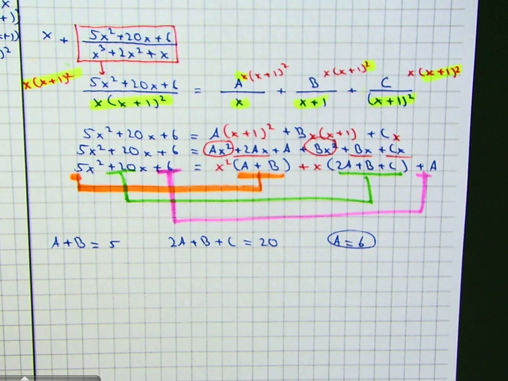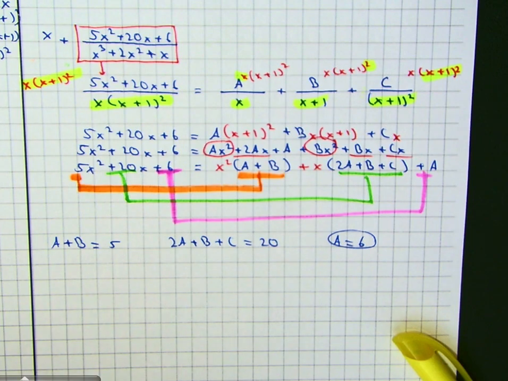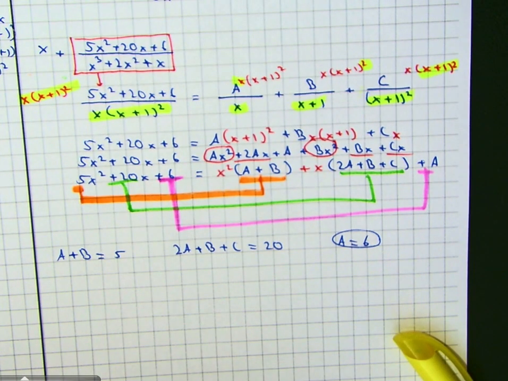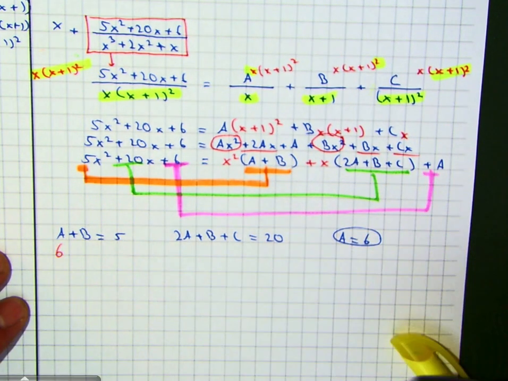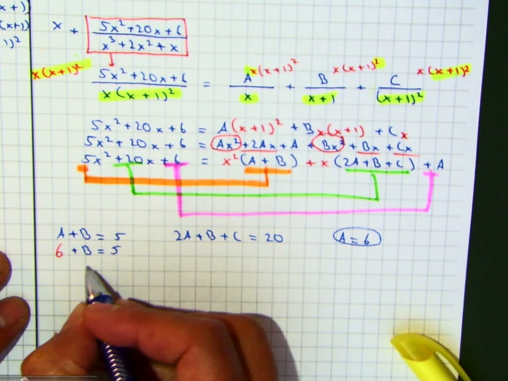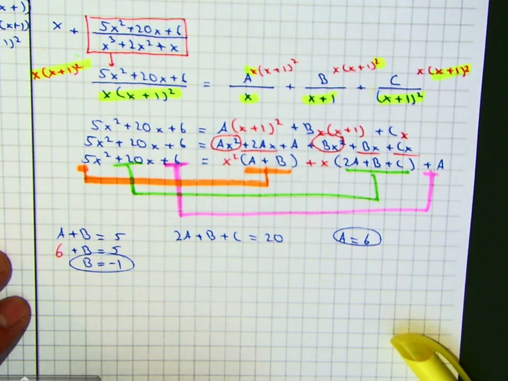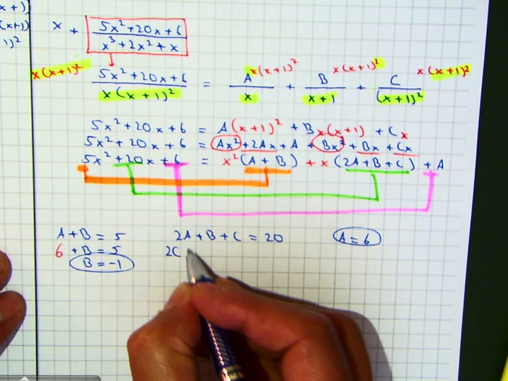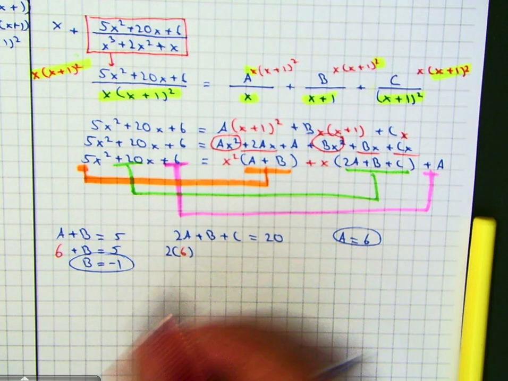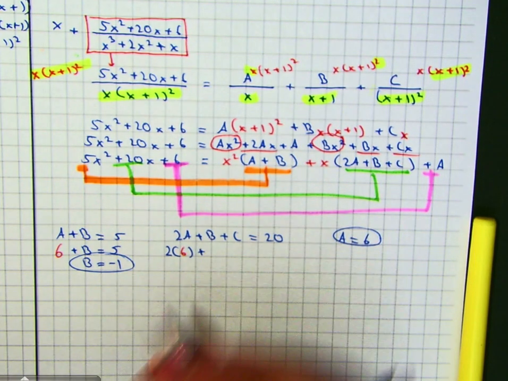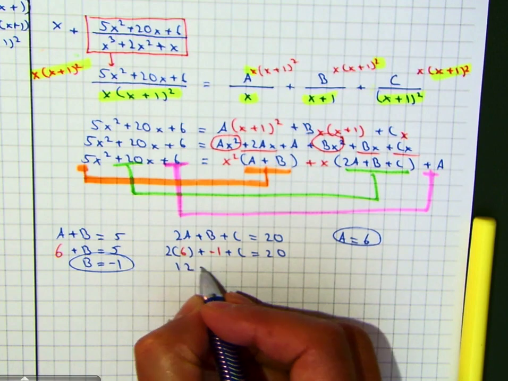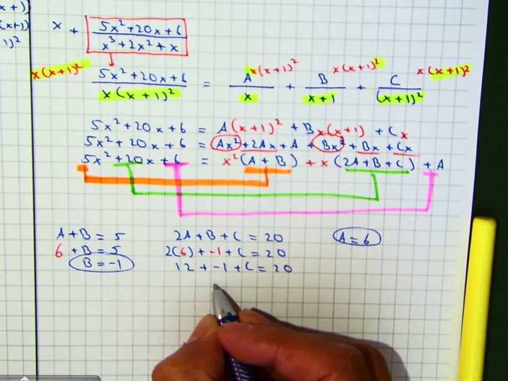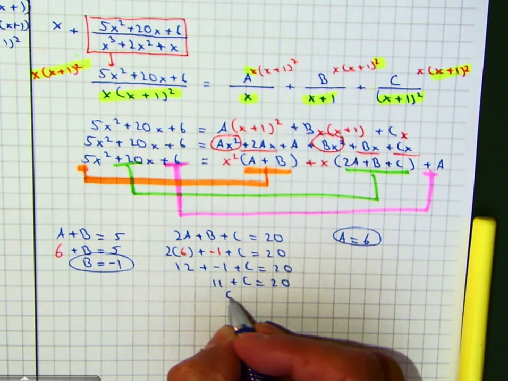So therefore, I can just go through the process and solve for, well, a is already done. I can solve for b, and I can solve for c. So therefore, I'm going to bring my a here, which is 6, plus b equals 5, so therefore b equals negative 1. I'm going to plug both of them in. So you have 2 times a, which is 6, plus negative 1, plus c equals 20. So it gives me 12 plus negative 1 plus c equal to 20. 11 plus c equal to 20. Therefore, c equals 9.